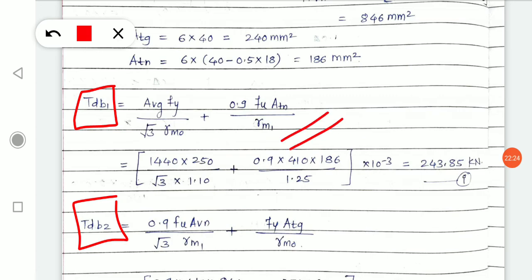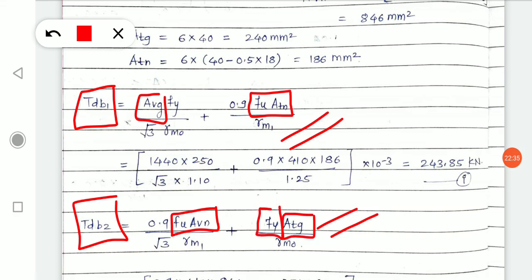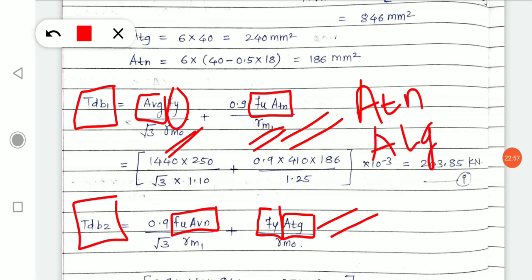We need to calculate with these formulas, but this formula itself consists of many different values, right? It consists of different small things, which are areas and stresses. We know the values of stresses. We know what is Fy, we know what is Fu, we know what is gamma naught, what is gamma M1. All those values are with us. What is different is calculating ATN, ATG, AVN, AVG.